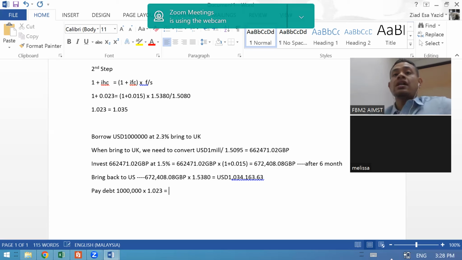We have to pay the debt. So 1 million times 1.023. So you get 1,023,000. This is the amount of debt that you have to pay.